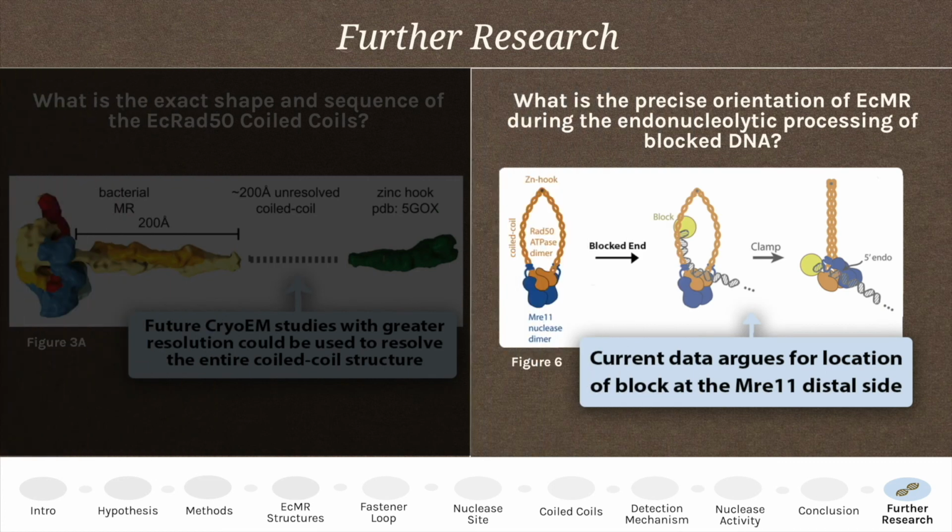A second question that arose from our paper was what is the precise orientation of ECMR during the endonucleolytic processing of blocked DNA? While current data supports a model in which the DNA blocks are on the Mre11 distal side of the complex, further research, specifically a structure of the ECMR complex bound to blocked DNA, is needed to confirm this speculation.